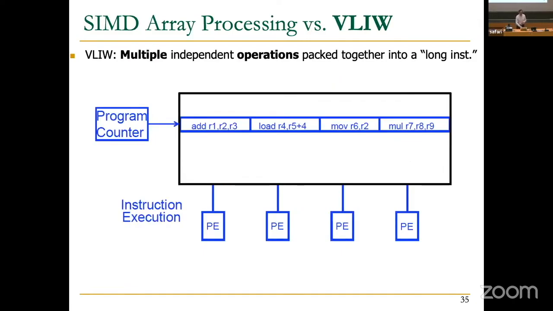Yesterday, I showed you this picture. We looked at VLIW. We had a single program counter that would fetch a long instruction word, right? Multiple independent operations are packed together into a long instruction. And these independent operations had nothing to do with each other, right?